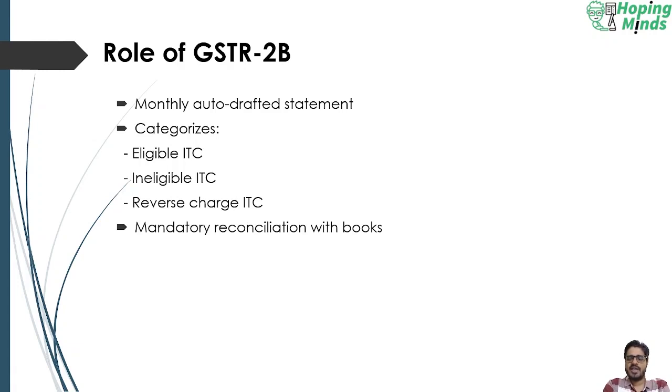Then the reverse charge ITC. So GSTR 2B return also consists of inputs that pertain to inward supplies liable to reverse charge. So reconciliation of GSTR 2B and the books ensures the safe and legitimate claims in the GSTR 3B return.